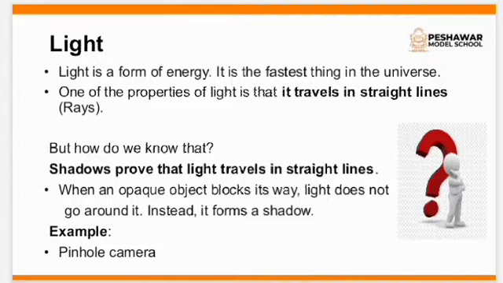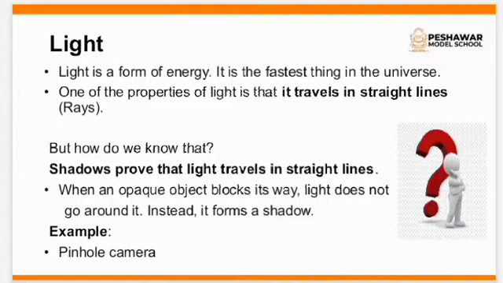One of the properties of light is that it travels in straight lines, and this line is known as rays. This is the one and most important property of light, that it travels in straight lines. But how do we know that? Shadows prove that light travels in straight lines. When an opaque object blocks its way, light does not go around it. Instead, it forms a shadow.